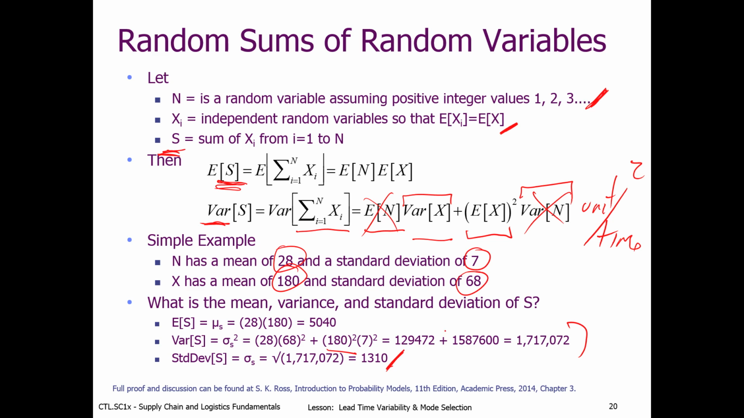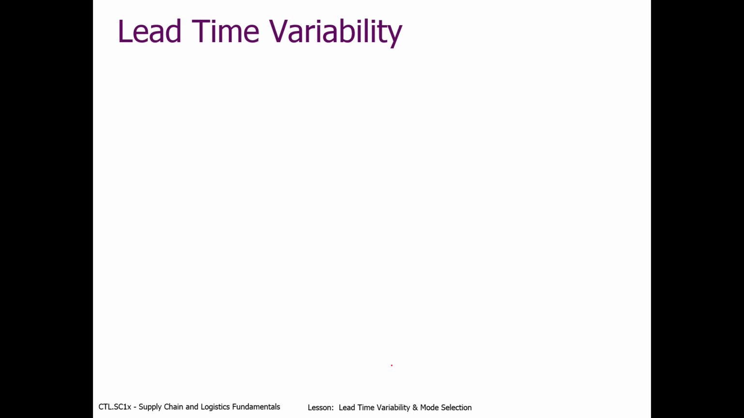So what have we done? For this simple example, I've told you that my expected value of s is going to be 5,040. That's the average, and the standard deviation of that demand over that lead time, or of that n, is going to be 1,310. So we're going to use this a lot, because this is a great way to incorporate variability into the total cost equation. Sometimes this is referred to as a Hadley-Whitin equation, because as far as I could tell, they were the first ones to apply it to inventory.